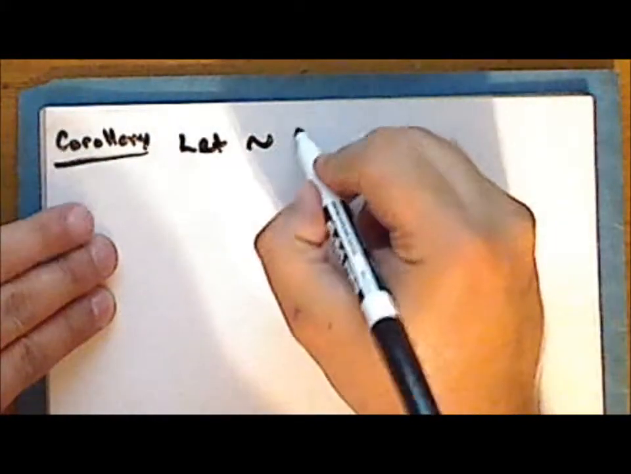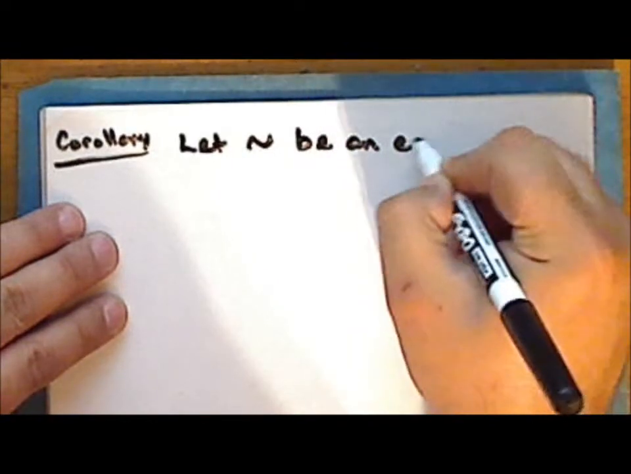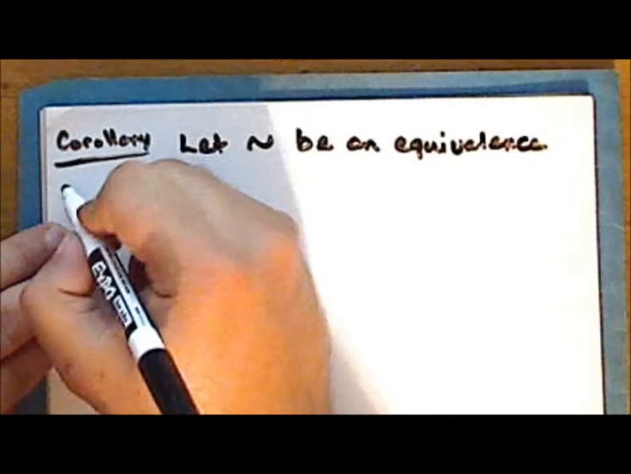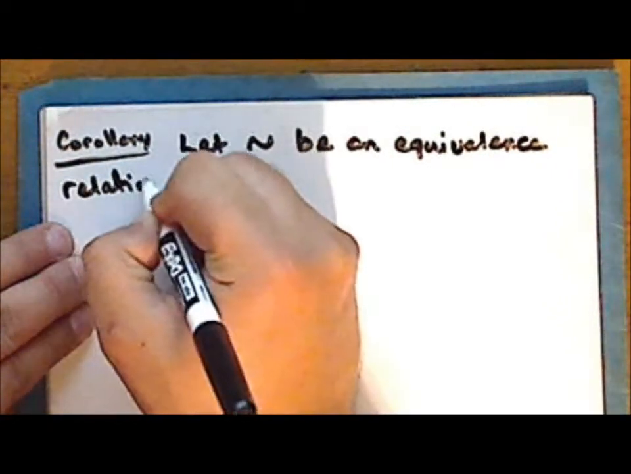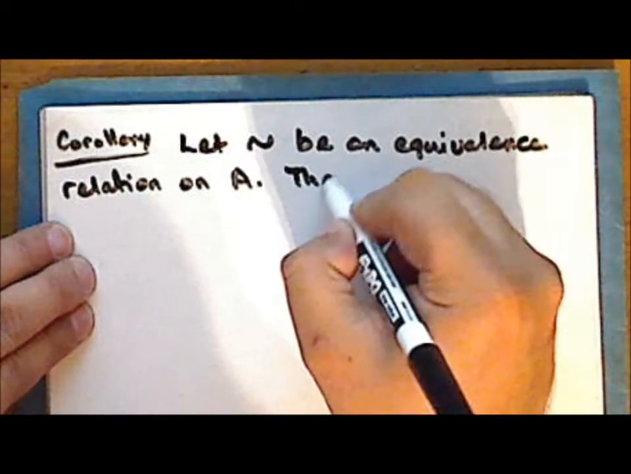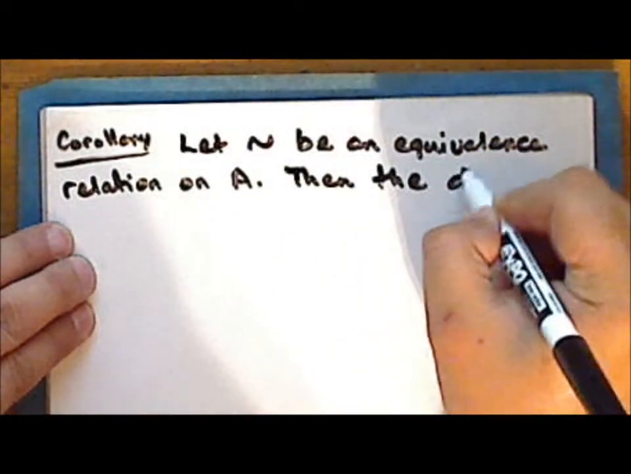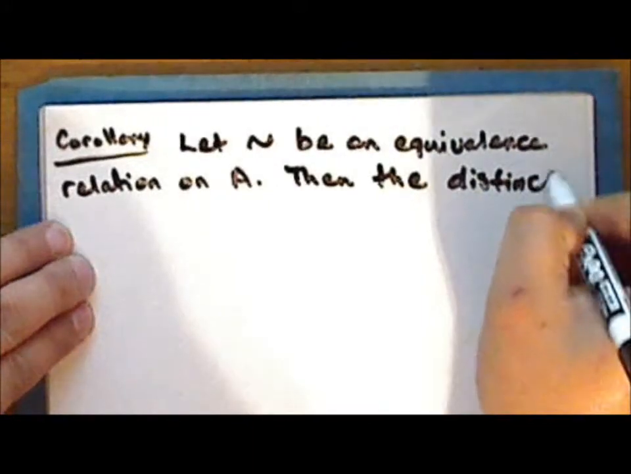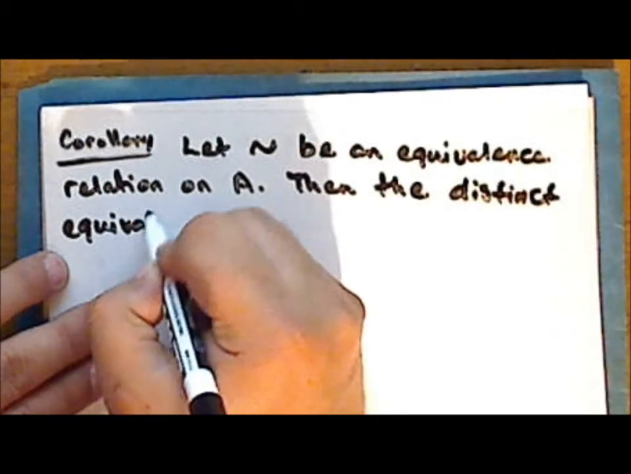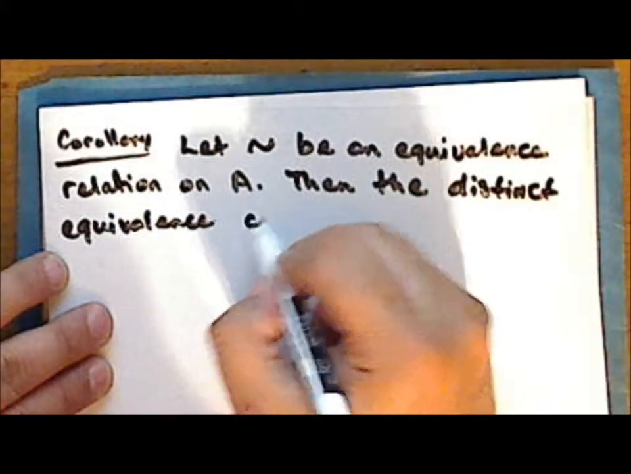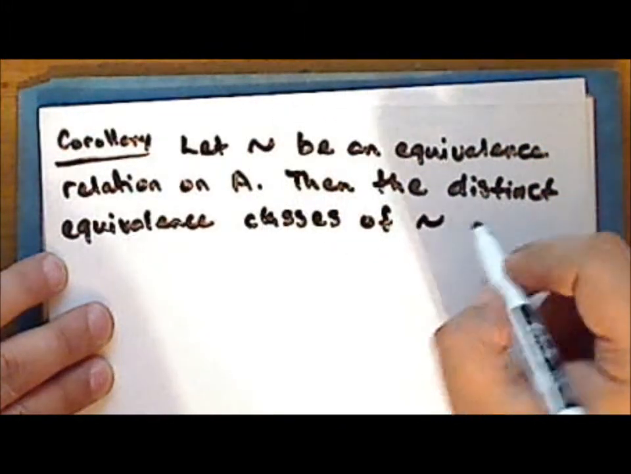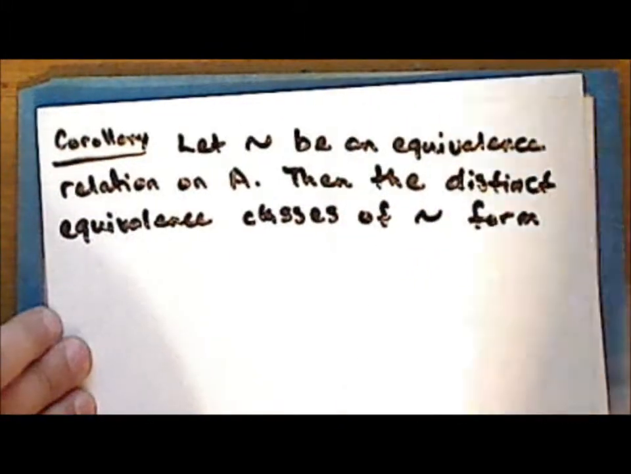So let the relation be an equivalence relation on a set A. Then the distinct equivalence classes of the equivalence relation form a partition of the set A.